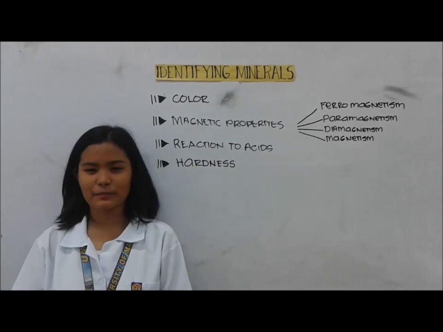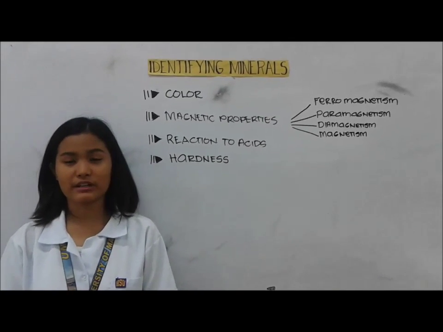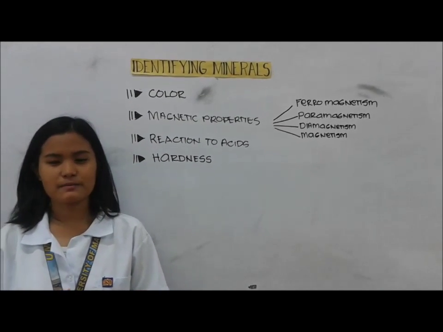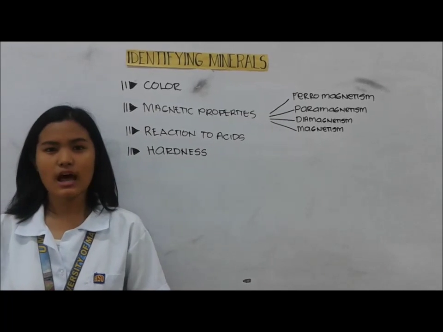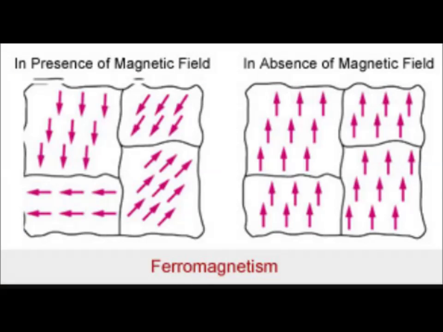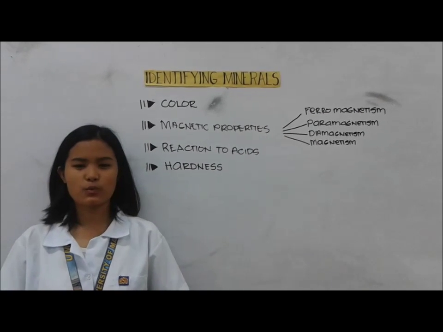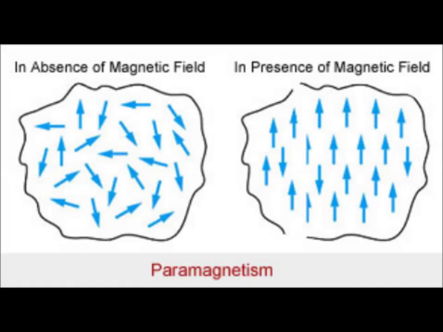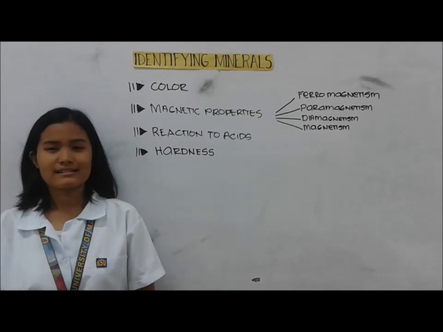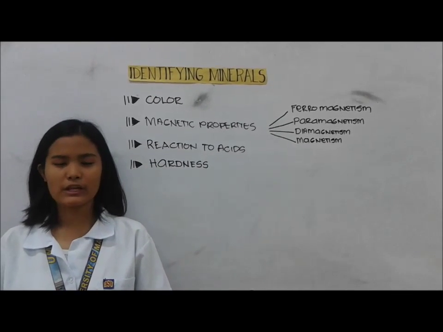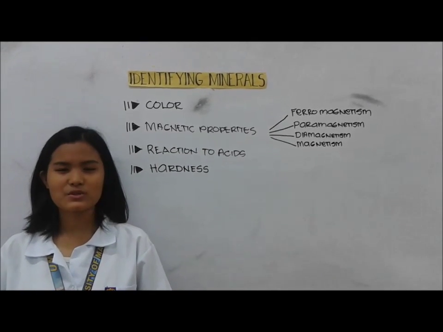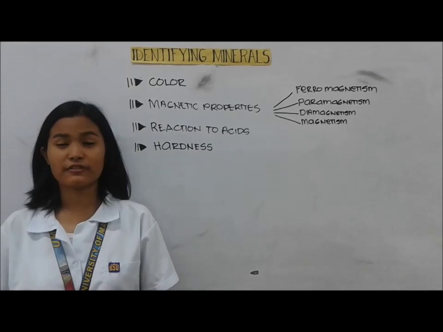We also have magnetic properties. Some of the minerals have magnetic properties. First one is ferromagnetism. Ferromagnetism is a strong attraction of minerals to a magnetic field. Paramagnetism is the weak attraction of minerals to a magnetic field. Diamagnetism is where a mineral is repelled by a magnetic field. And magnetism is where a mineral creates its own magnetic field.